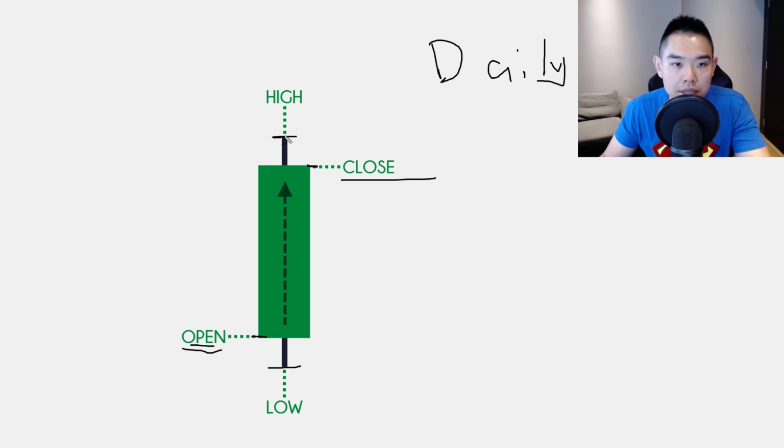Now, what about this? This is the high of the day, meaning during the day, what is the highest price point that the market went? It's signified by this line over here. We call it the high of the day. Some people call it the upper wick or the upper shadow, that's fine as well. And over here, clearly this will be the low of the day, the lowest price point that the market went during the day.